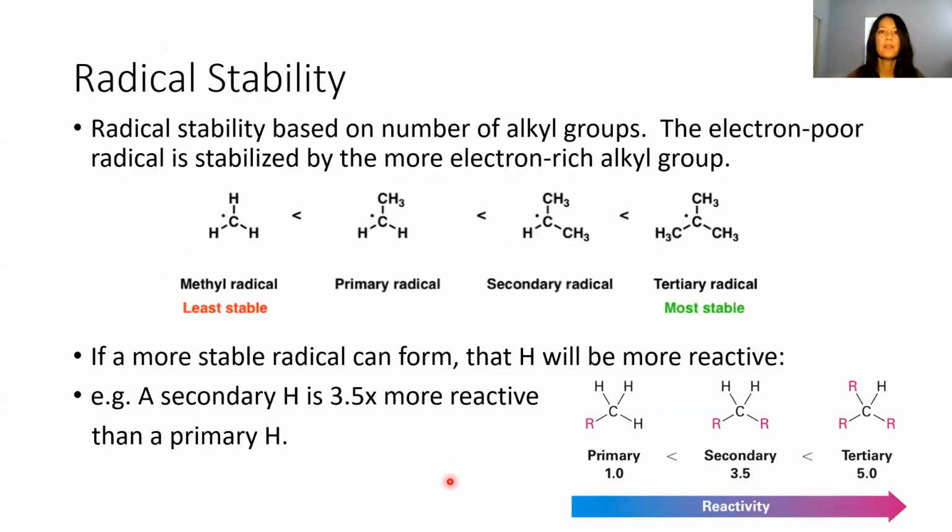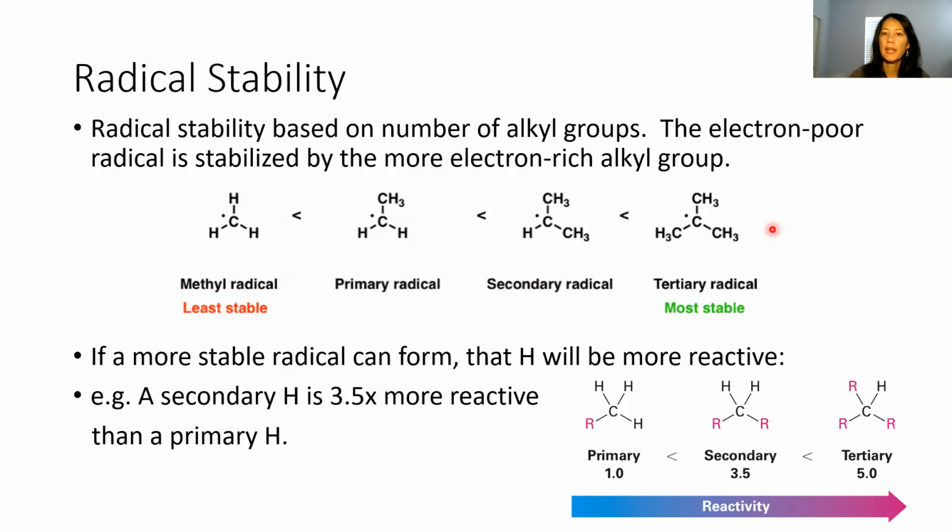Okay, so just based on experimental data, what scientists have observed, they've been able to come up with a range of radical stability. And this is based on the number of alkyl groups. So this will look really similar to what you saw for cationic stability. Basically, the methyl radical is the least stable. The tertiary is the most stable. And so it goes methyl, primary, secondary, tertiary.